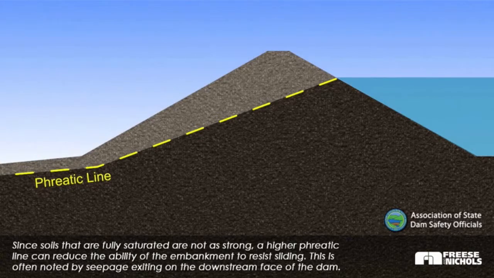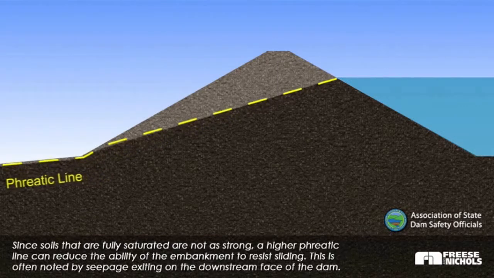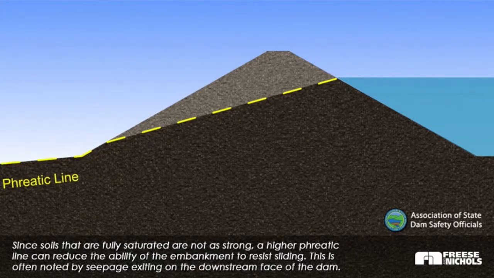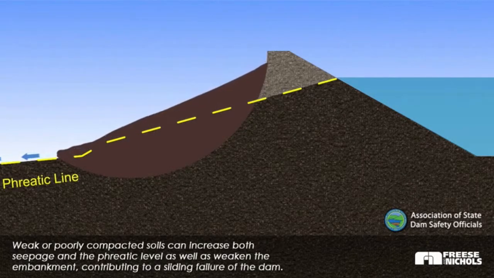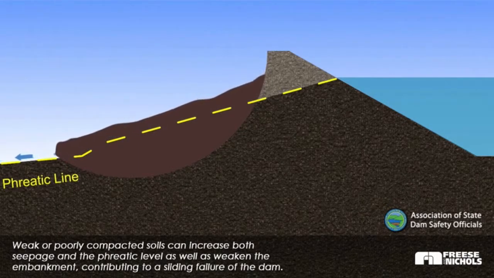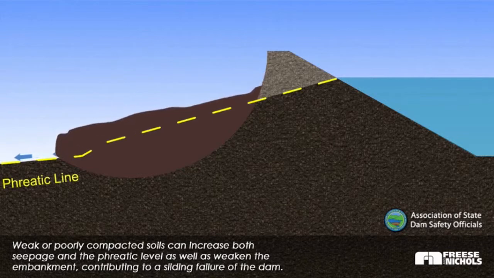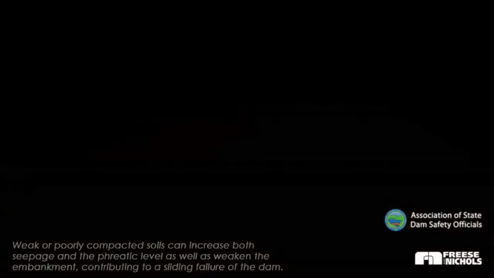Since soils that are fully saturated are not as strong, a higher phreatic line can reduce the ability of the embankment to resist sliding. This is often noted by seepage exiting on the downstream face of the dam. Weak or poorly compacted soils can increase both seepage and the phreatic level, as well as weaken the embankment, contributing to a sliding failure of the dam.